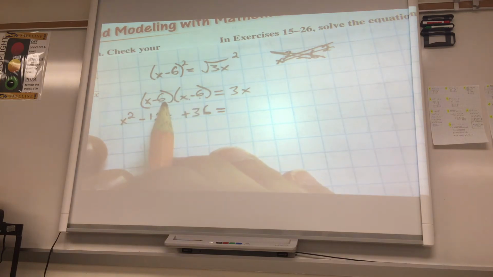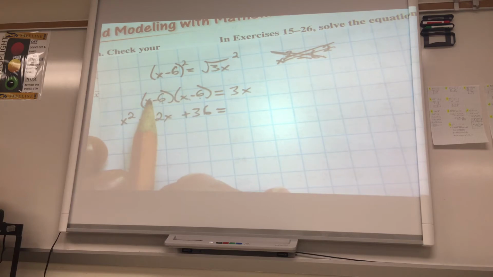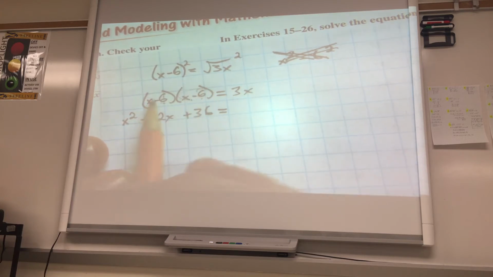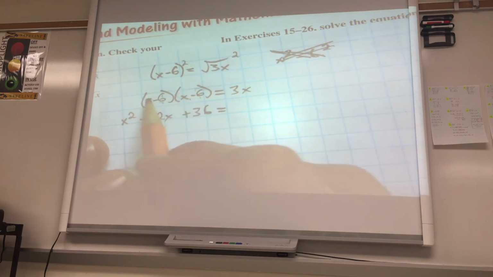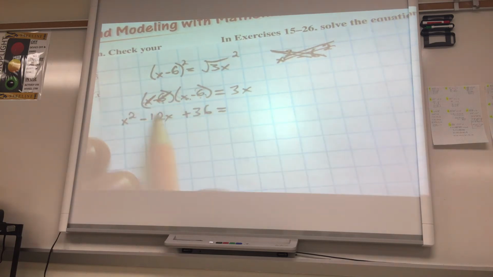A lot of people call it FOIL. Multiply the first times the first, outer, inners, then the lasts. Doesn't really matter. What you really want to make sure you're doing is multiplying everything in this parentheses one time by everything in this parentheses. So what I do is just x times x, x times negative 6. Okay, I'm done using that. Negative 6 times x, negative 6 times negative 6. Then I'm done using that. What you'll end up getting is this.